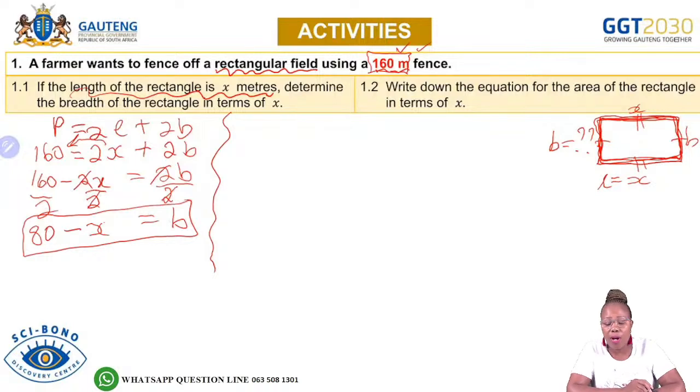So with the second one, 1.2, they say write down the equation for the area of a rectangle in terms of x.